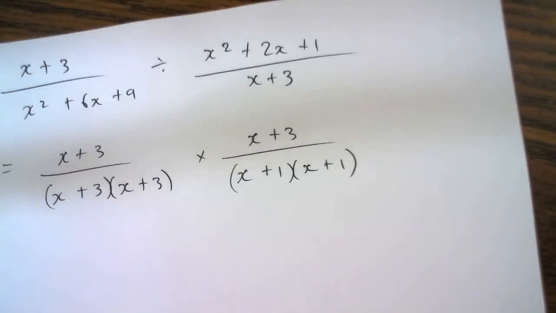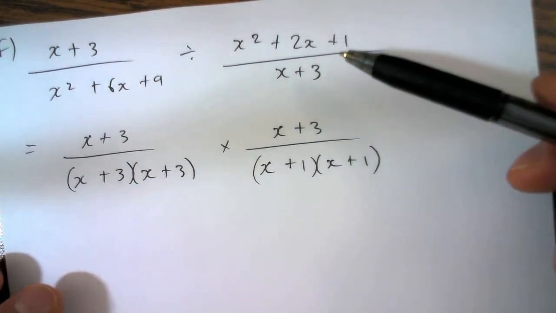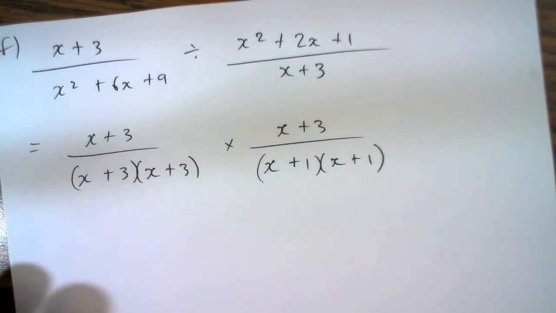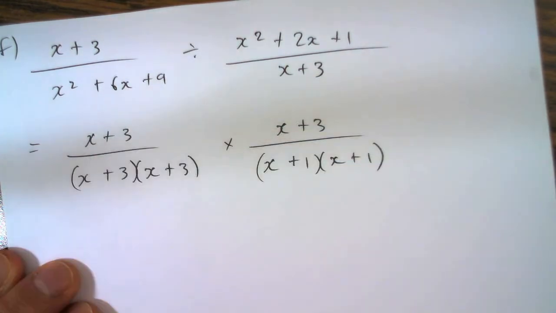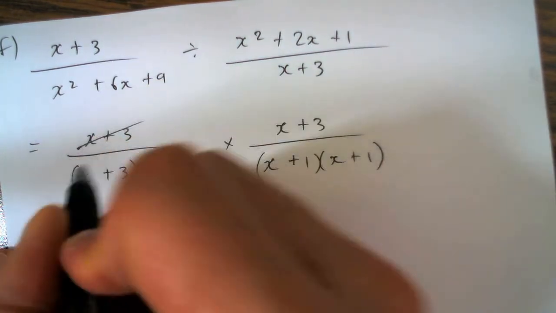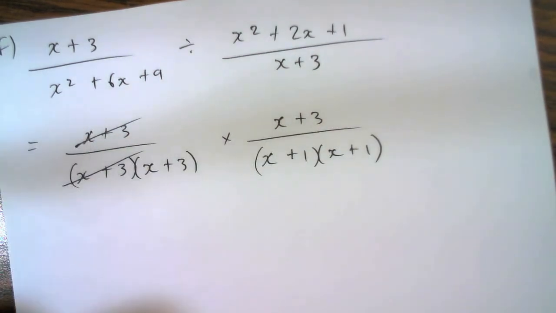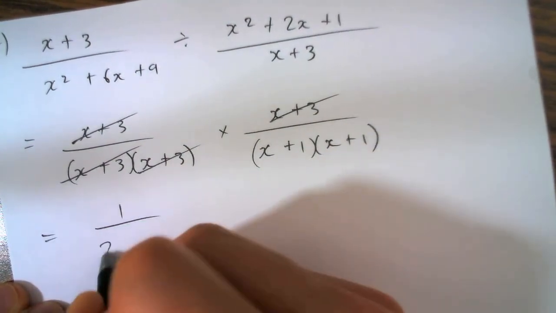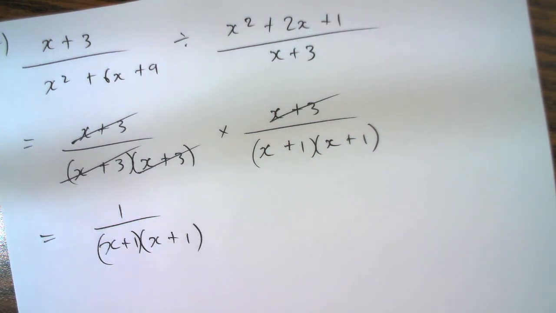So I've factored and I've written the rational expression I'm dividing by as multiplying by its reciprocal. And so now I can simplify. There's a few ways I could do it, but I'm going to take this pair of factors and this pair of factors, and I'm going to be left with this as my final simplified expression.